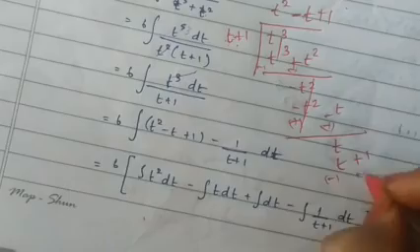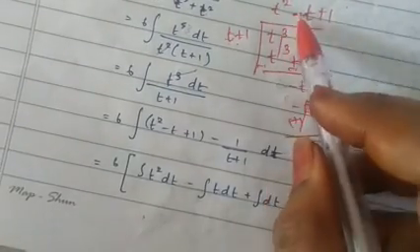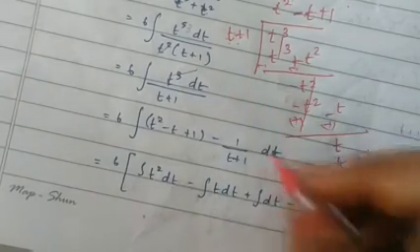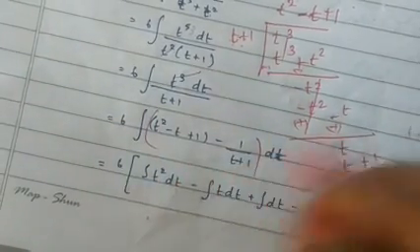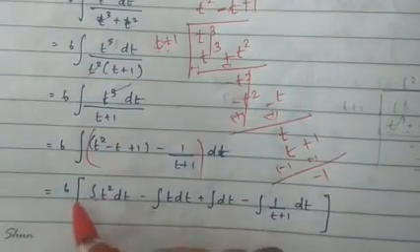After that, change the sign. Therefore, it is minus 1. Therefore, it can be written as t square minus t plus 1 minus 1 divided by t plus 1 into dt. After that, separate the integral. Therefore, 6 is common for both.